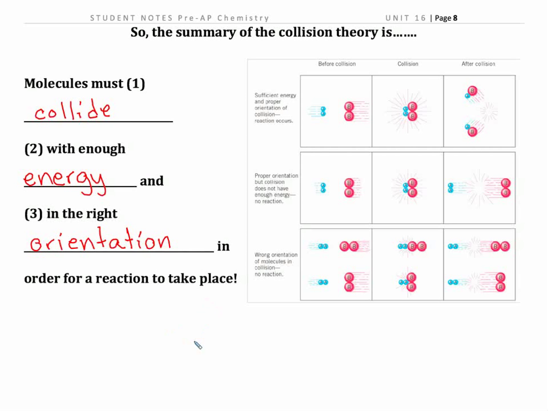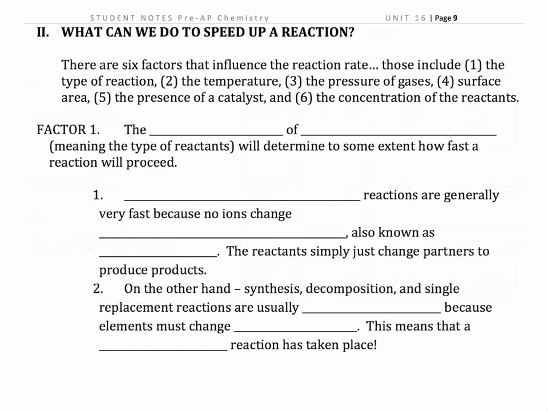Now, the next segment talks about some of the factors that affect the rate of a reaction and how those can be explained using collision theory. So what are some of the things we can do in the lab, or in a production facility, in order to speed up the rate of a reaction? The first one is the type of reaction, the nature of the reactants themselves. Some reactions are inherently fast.